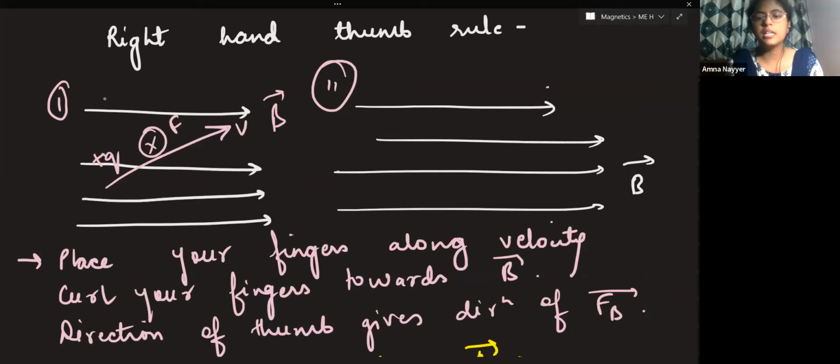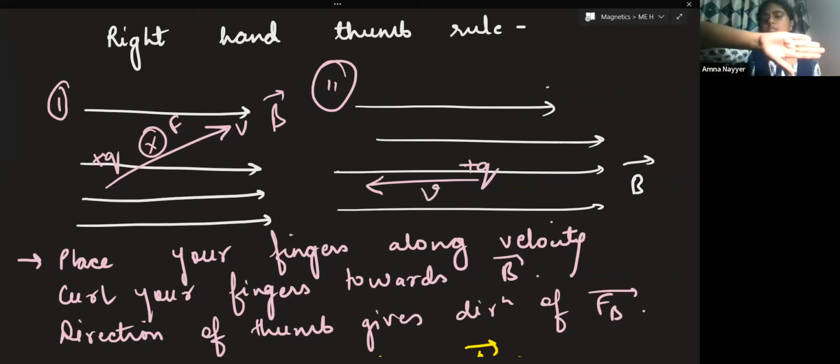Similarly, let's take some random other direction. Let's say this. This is charge moving with V velocity. So I have kept my palm firstly in the direction of velocity.